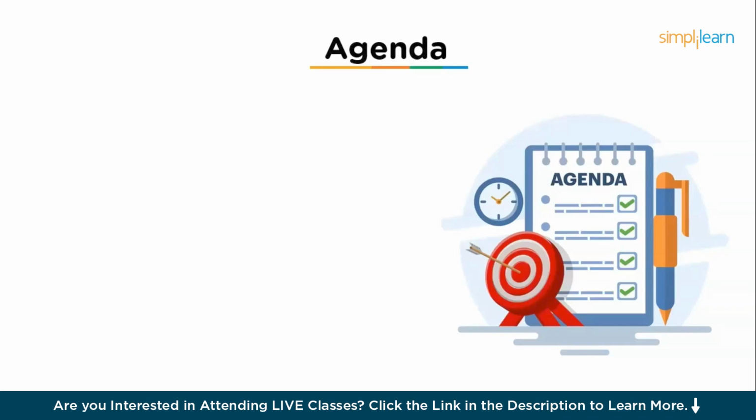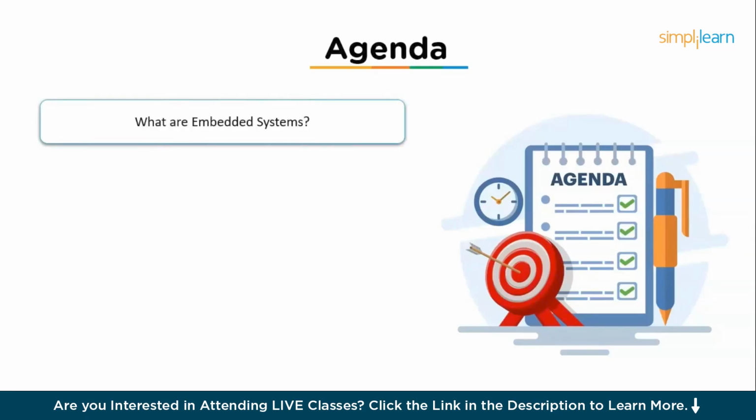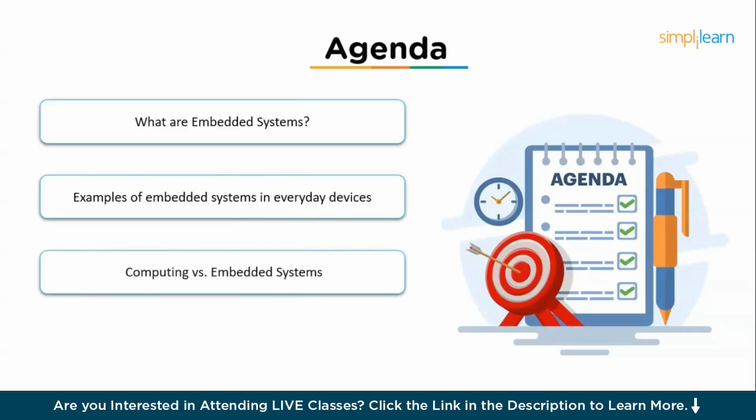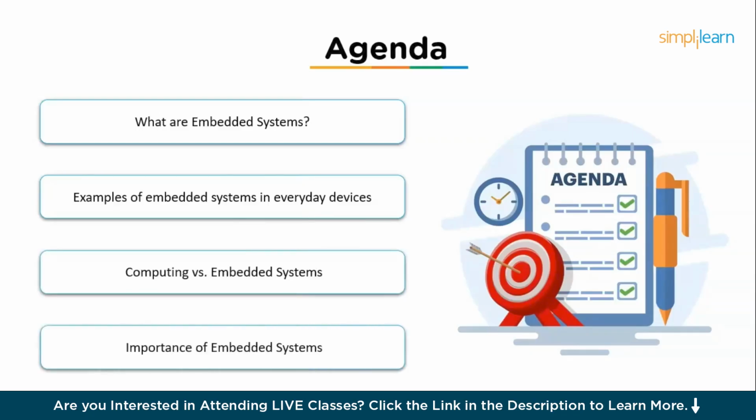So let us get into the agenda first. Here's what we will cover in the lesson. First, we will define the embedded system. Then we will explore its components and look at everyday examples. After that, we will compare embedded systems with general purpose computers. Then finally, we will understand why embedded systems are so important, especially in industries like healthcare, automobiles, and IoT.